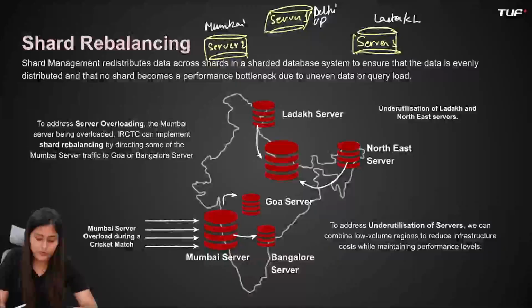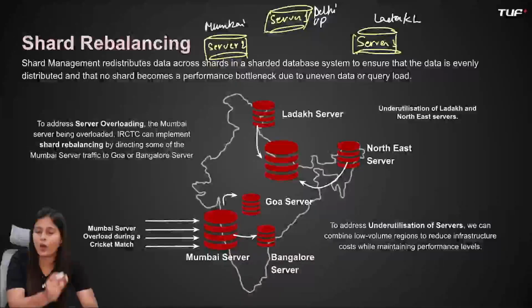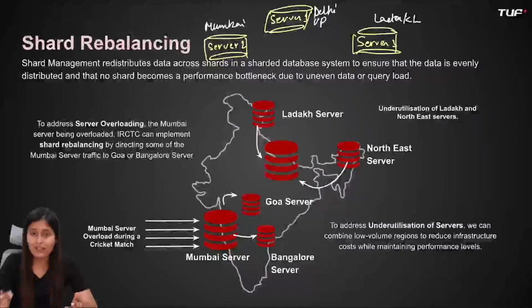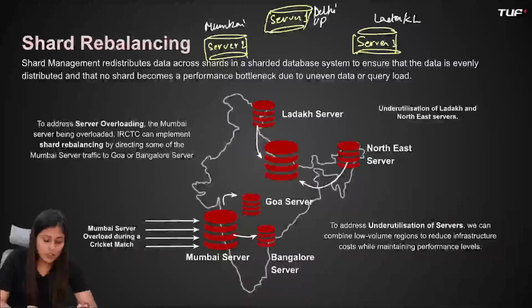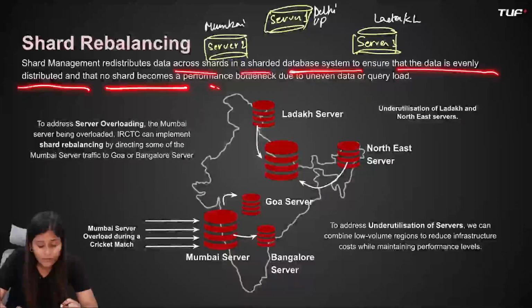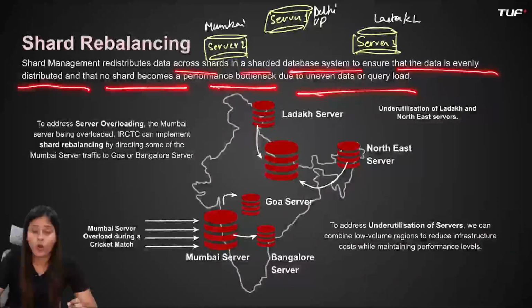Similarly, in case of failure, one or two servers can be combined. The underutilized servers, which have fewer bookings or less data, can combine and keep the data from the overloaded server, and can maintain and make the efficiency better. So shard management redistributes data across shards in a sharded data system to ensure the data is evenly distributed and that no shard becomes a performance bottleneck due to uneven data or queries.